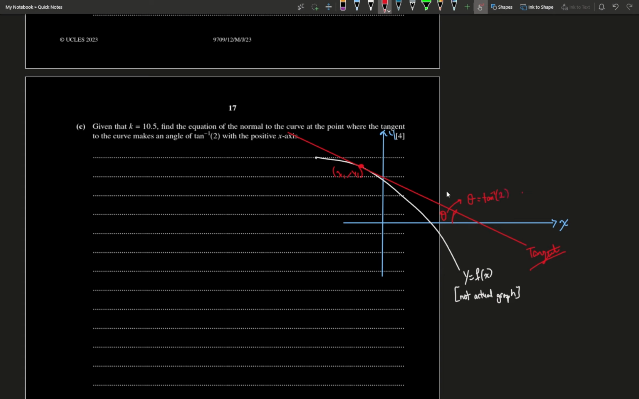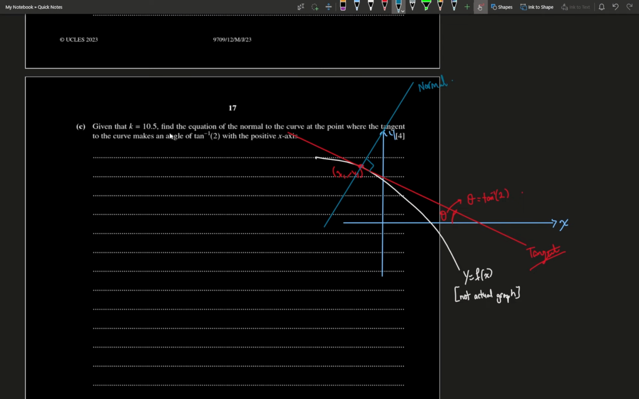Nice. So we want to find the equation of the normal to the curve at the point where the tangent touches it. We want to find the equation of the normal to this tangent. The normal will obviously be perpendicular to the tangent. Let me sketch it. The normal will look like this. Okay, this should be our normal. It's perpendicular to our tangent.